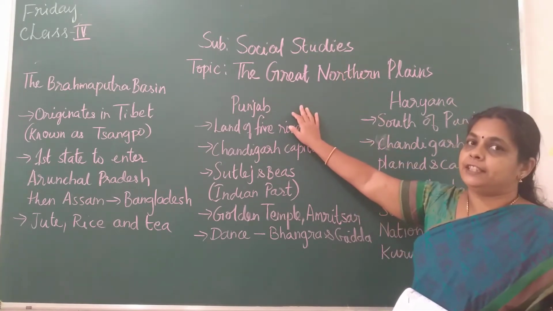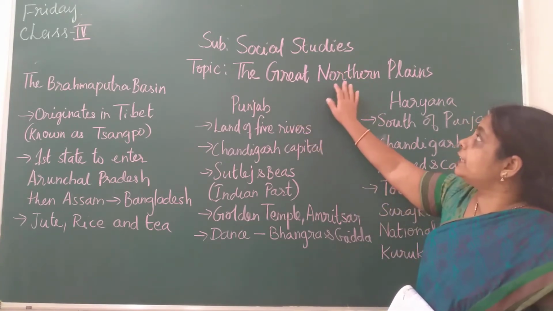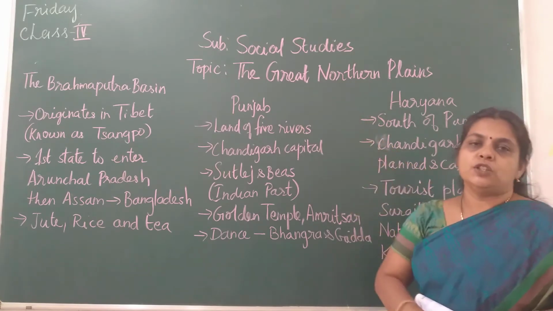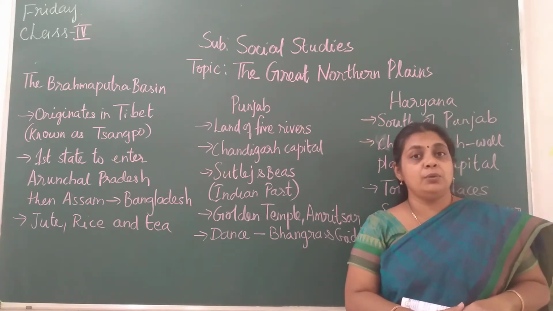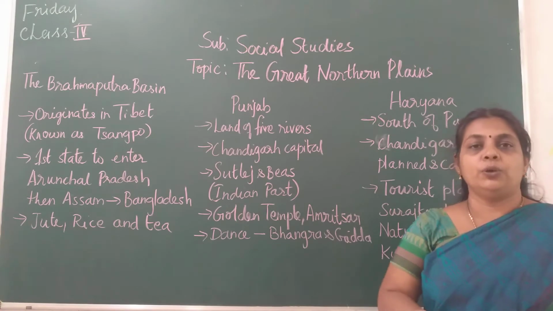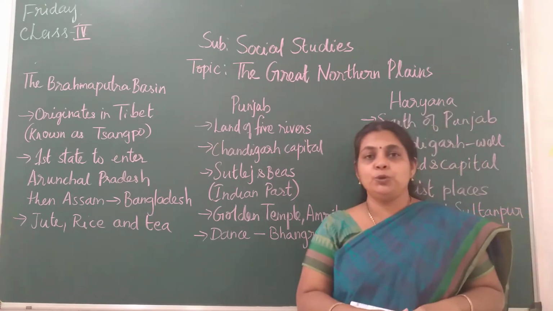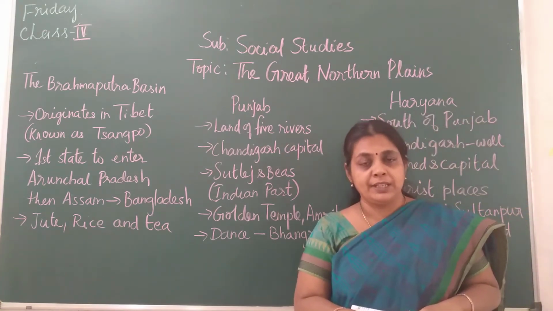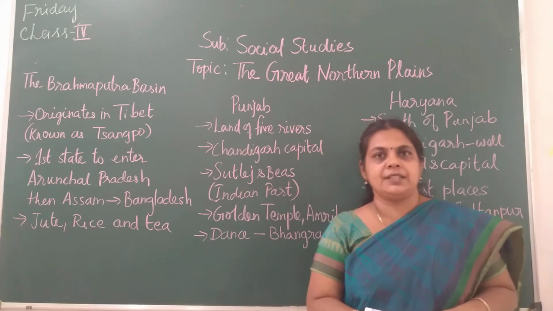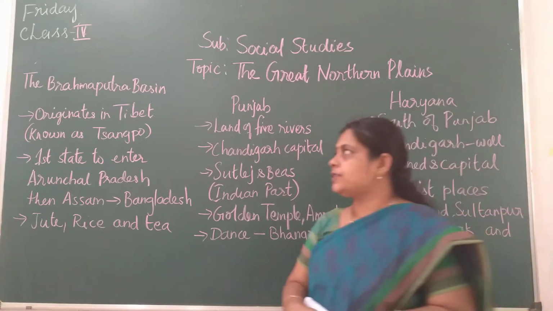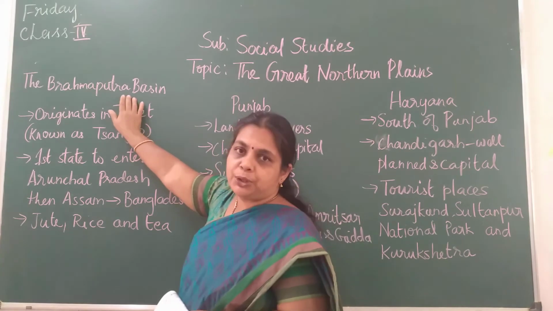So we are continuing with the third lesson, children, the Great Northern Plains. In the previous video we saw how the northern plains are located, and we saw the two basins, children. One is the Sutlej basin and the other the Ganga basin. In today's video we are going to see the Brahmaputra basin, children.